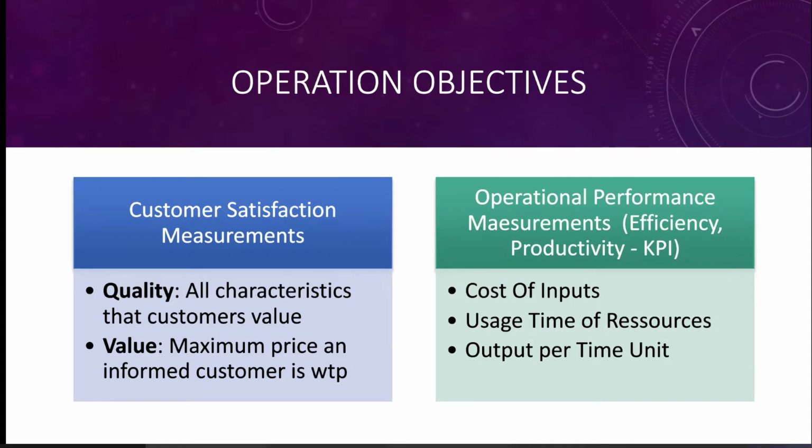Moving on to the course material, we'll start by looking at the operational objectives. So there's two main objectives. It's customer satisfaction and operational performance. One of them looking at, are our customers happy with what we do? Mainly looking at what they consider quality and how much they are willing to pay, versus looking at our own efficiency of the operation, the productivity, our KPIs, so anything that goes into making money.